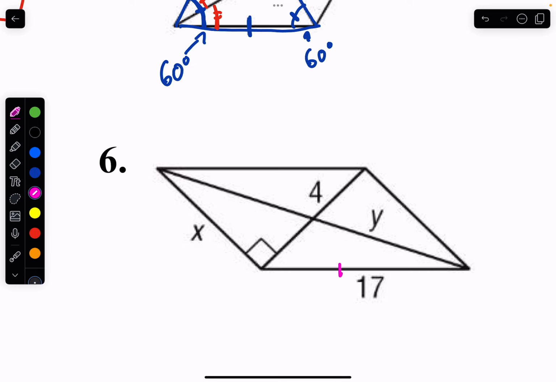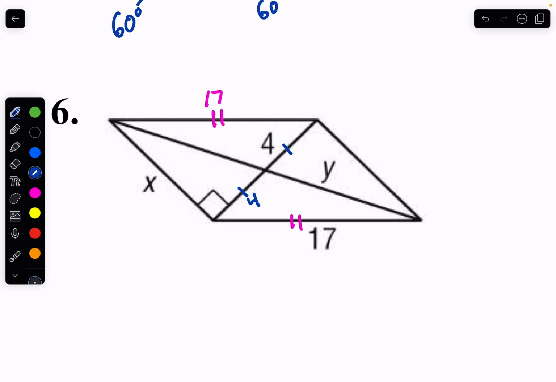We need to say that here's a 17, and over here is a 17. Okay, and let me write the 17 up here. I see a 4. That means this other one is also 4. Right? So now there are a couple of things that we can do.